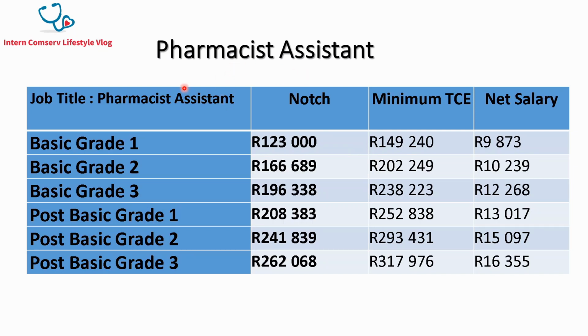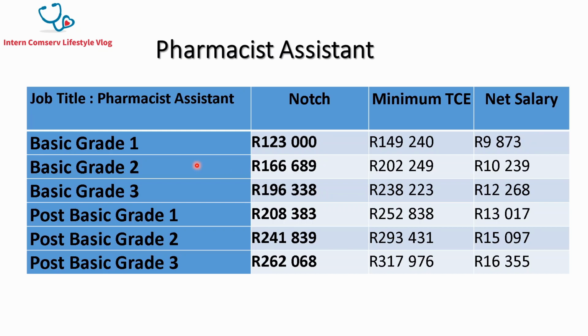As a pharmacist assistant basic grade 1, you start off with 123,000 rands per annum. Your minimum total cost to employer is 149,240. This includes your pension, the employer contribution, and birthday bonus. Your net salary being 9,873, that is after you've paid your pension and your taxes.